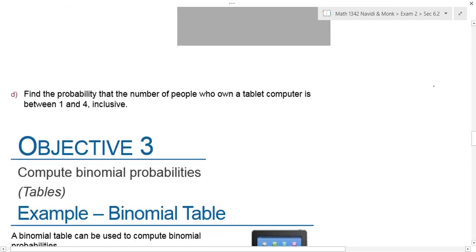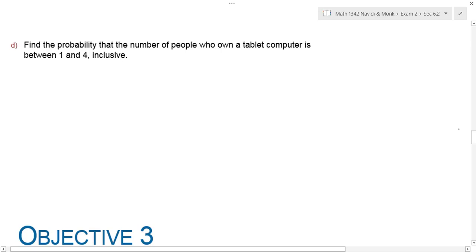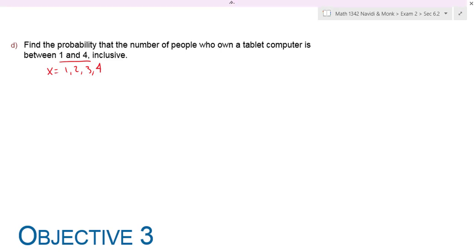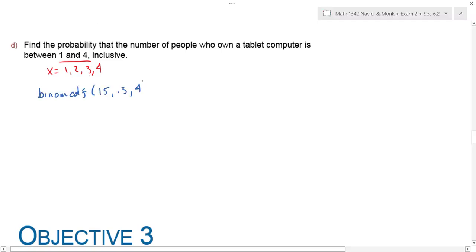Let's look at part D now. Part D asks us to find the probability that the number of people who own a tablet computer is between 1 and 4. So here x is equal to 1, 2, 3, 4. It's almost the CDF, it's just not including what? The 0. So guess what I can do? I can do my binomial CDF with 4 and then subtract off the binomial PDF for 0.